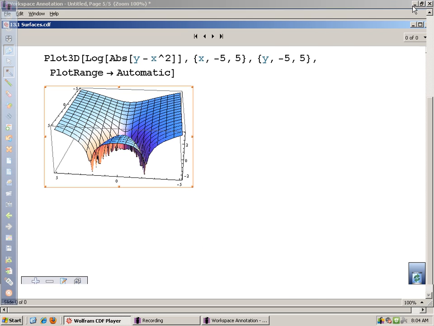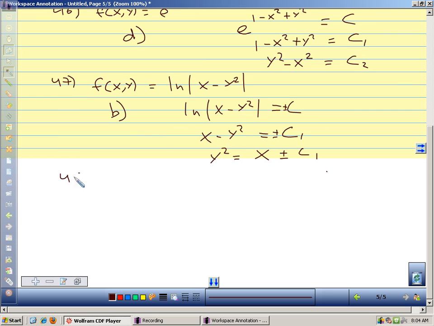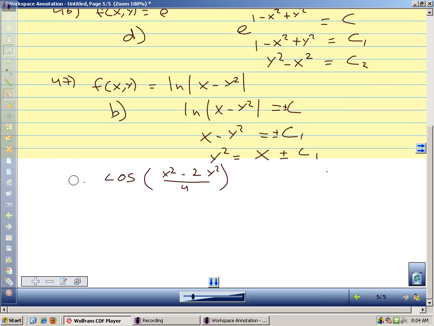All right, and then we have our last one. We only have one possibility left, so 48. Can you show us, I don't really understand what the graph is of 48. Yeah, I have a graph of that one also. It's a really cool graph. So here's our function, this cosine function. And our level curves match with graph A.